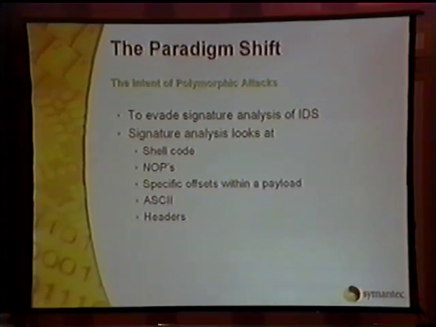The major intent of polymorphic attacks is basically to evade signature analysis or pattern matching with an IDS system. Signature analysis basically looks at certain offsets or certain shellcode or no-ops or specific offsets within a payload. They can also look at the binary data. They can look at ASCII data, and they can look at headers, as an example, for detecting exploits going across the wire.